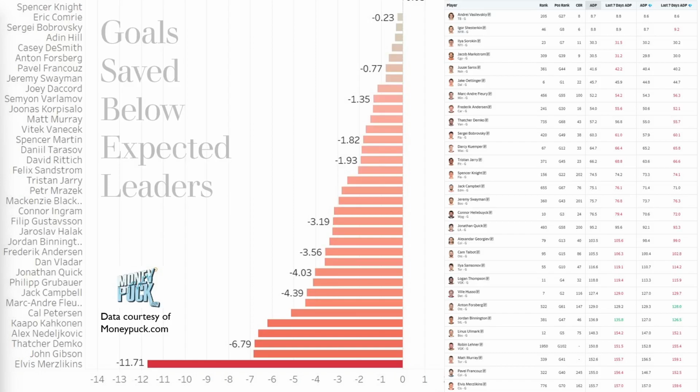The one who is probably killing you for those reasons is Thatcher Demko, ADP 57.2. And I was extremely high on him this year. I really wanted him in my league and I couldn't get him, but I guess at this point in the year, I'm glad I didn't.